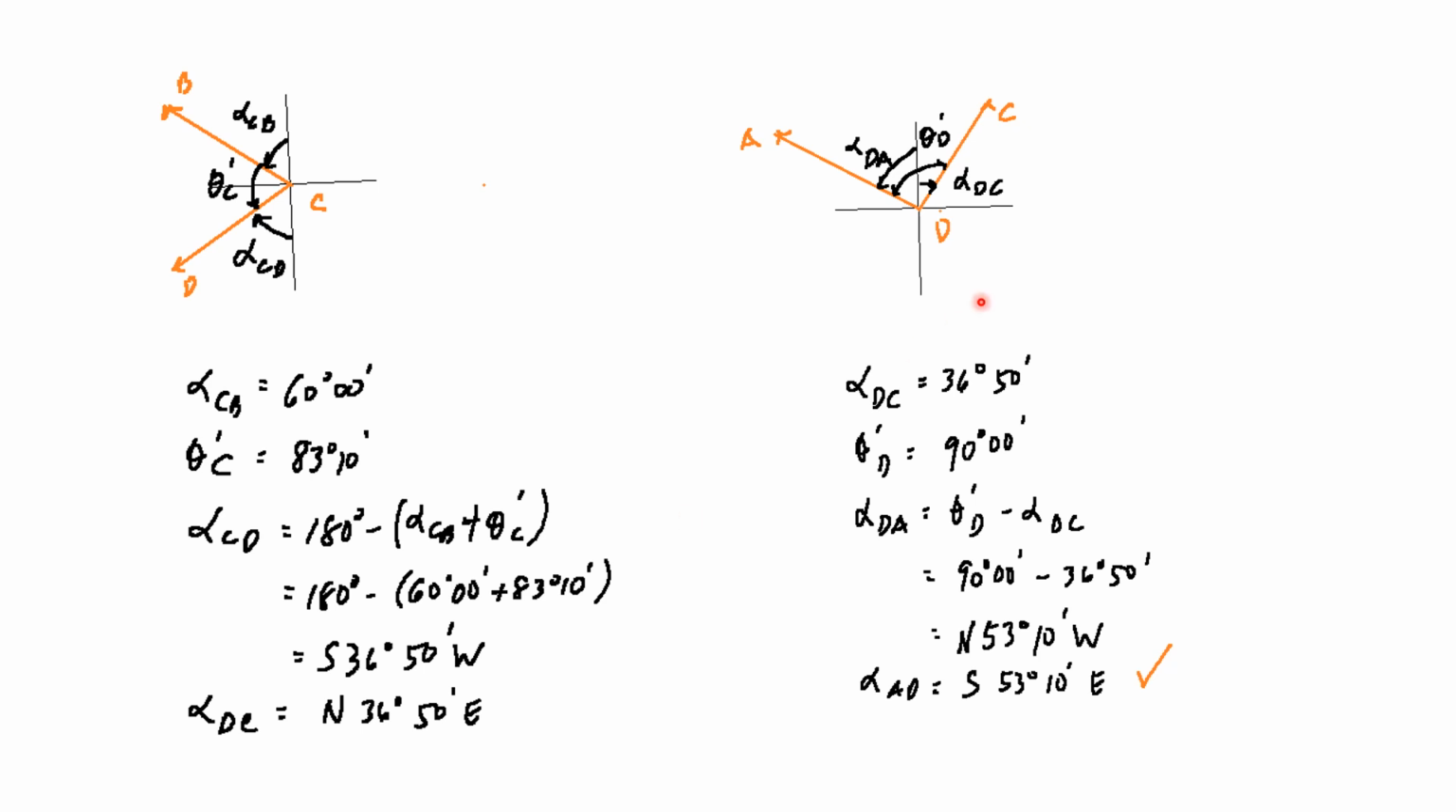Finally, at station D, we have alpha of DC and theta prime D. So to calculate alpha DA, we subtract alpha of DC from theta prime D, equal to 90 degrees 0 minutes minus 36 degrees 50 minutes, or 53 degrees 10 minutes west, or north 53 degrees 10 minutes west. And alpha of AD is south 53 degrees 10 minutes east. And these values agree with the computed values as we have shown at station A.